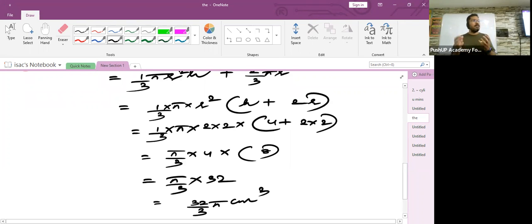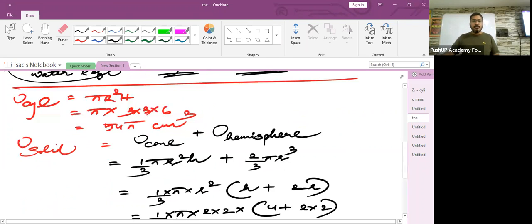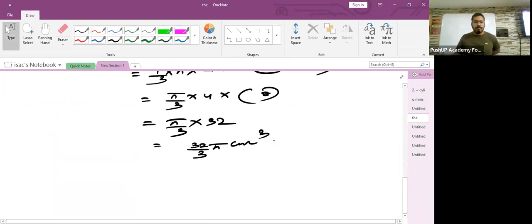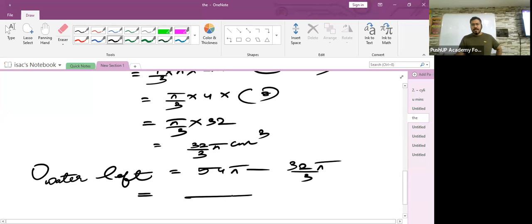So individually you found, so there are no chances of doing any mistake. Right. Now I will go back to this formula. Volume of water left is equal to volume of the cylinder minus volume of the solid. How much is volume of the cylinder? 54 pi. Right. So I'll write here volume of water left is equal to volume of the cylinder, which is 54 pi, minus volume of the solid, which is 32 by 3 pi. Now this is equal to how much? Let me take the LCM here. Right, 3 is the LCM. 3 into 54 is 162. 162 pi. Don't forget that there is pi over here.